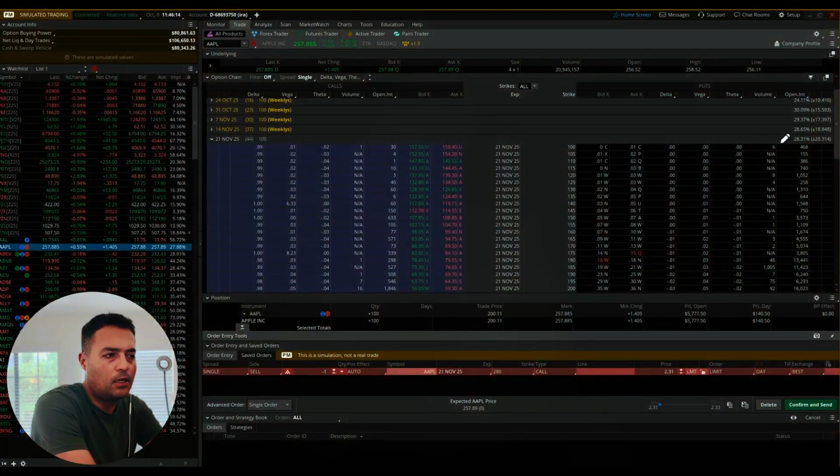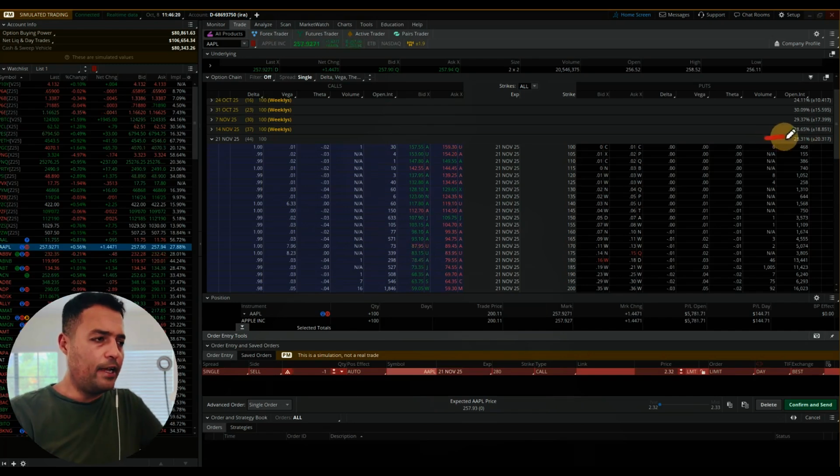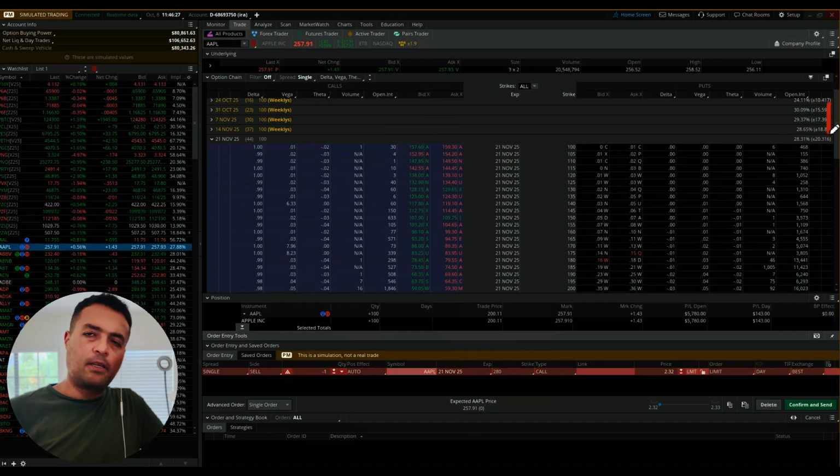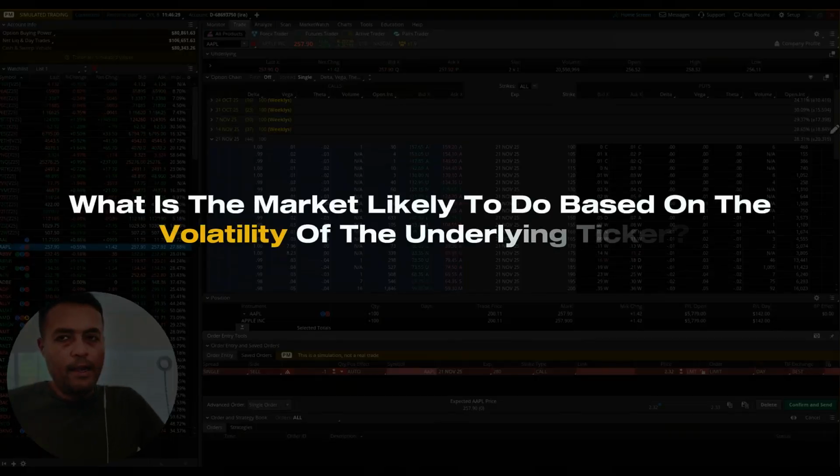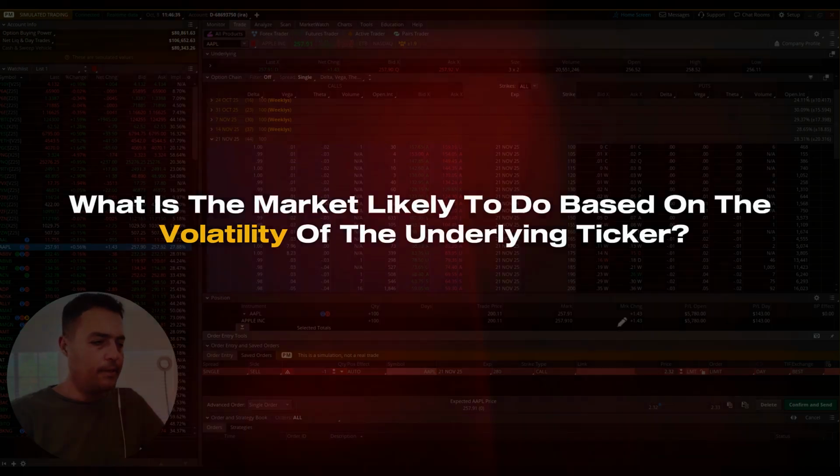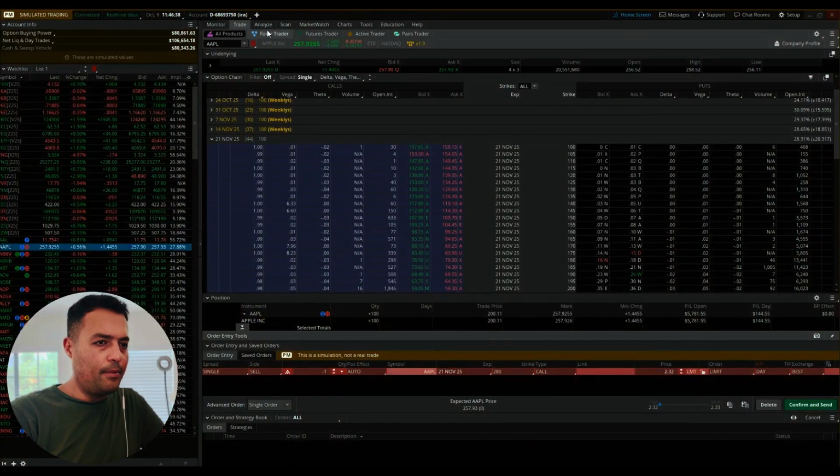I think I've seen this stock at like 30% vol, 35% vol, but right now it's 28 because the market is really bullish. Further out you go, the bigger the expected move becomes. So you should always look at what the market is expected to do based on the volatility of the underlying ticker. From here, you would go on to the trade tab, analyze tab.